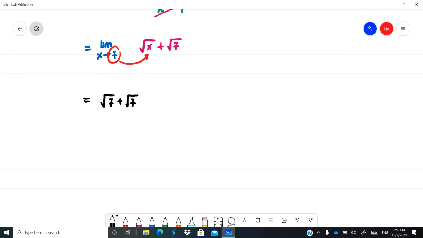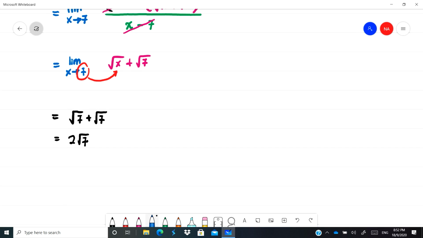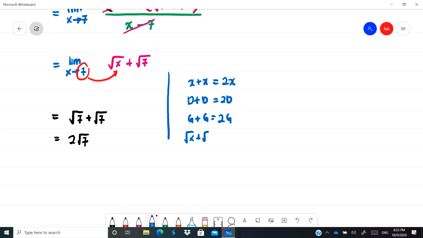So this is the part where algebra plays an important role. So you have to add this together. So you'll have 2 square root 7. If you can't see this, okay, let's say you have x plus x, so it will be simplified as 2x. D plus D will have 2D. Girl plus another girl will have 2 girls. What about square root x plus square root x? Of course, we will have 2 square root x. And also this square root 7 plus square root 7 will be simplified as 2 square root 7. Okay, so that's the idea.